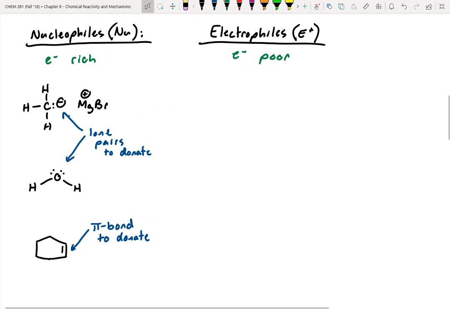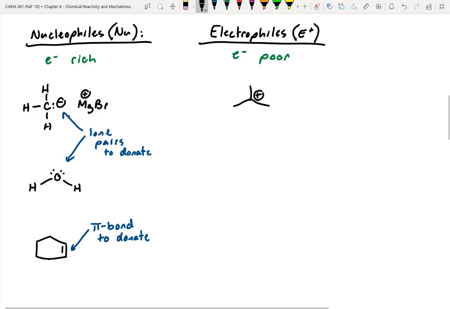All right, let's take a look at some electrophiles. So on the left, we had the carbanion example. On the right, we could have something similar, but with the cation, right? So maybe we've got this carbocation. This is really, really electron poor. It's a full positive. That means it desperately wants electrons to form a neutral molecule. So that's one example we could look at.